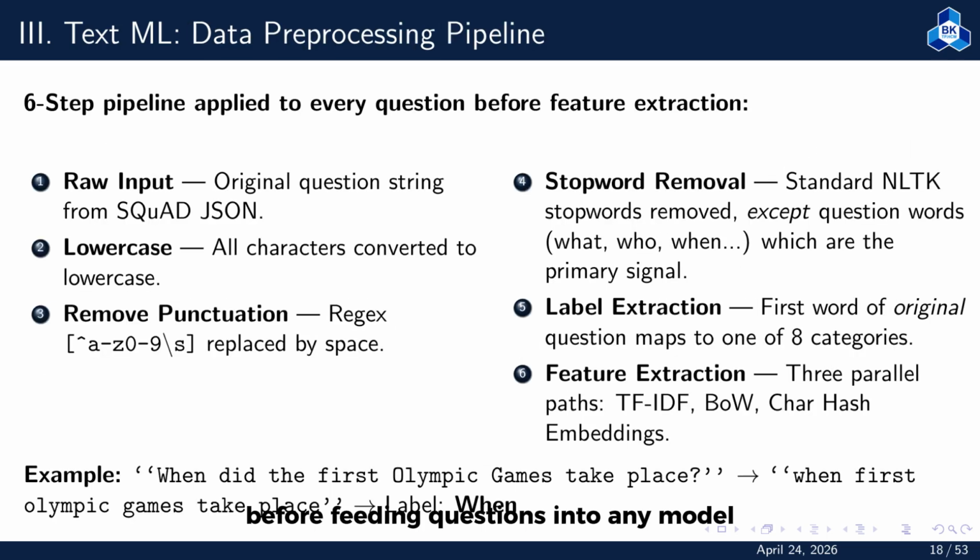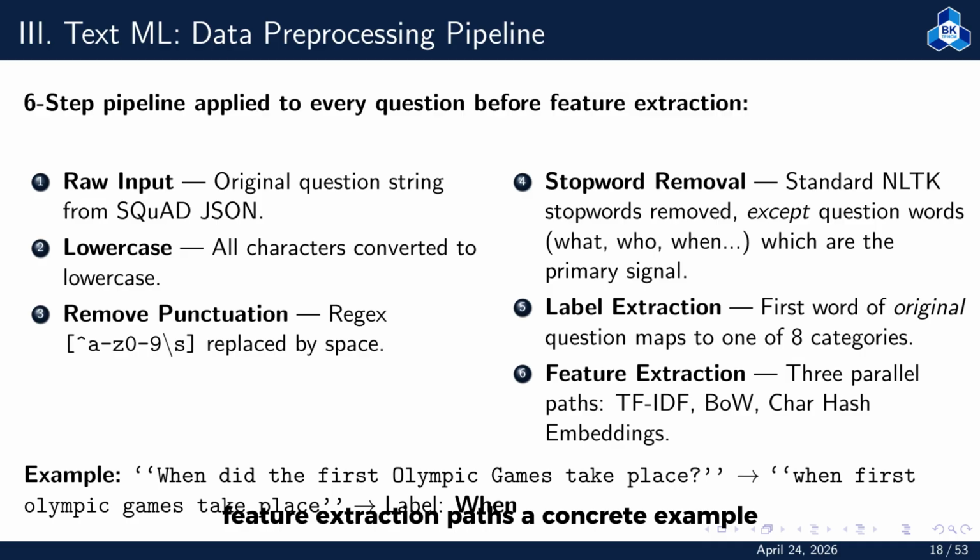Before feeding questions into any model, we applied a 6-step pre-processing pipeline. First, we take the raw question string, then we lowercase everything and remove all punctuation using a regex pattern. In step 4, we remove common stop words, but critically, we keep the question words like what, who, when, because these are the primary classification signal. Step 5 extracts the label by looking at the first word of the original question. Finally, step 6 branches into 3 parallel feature extraction paths.